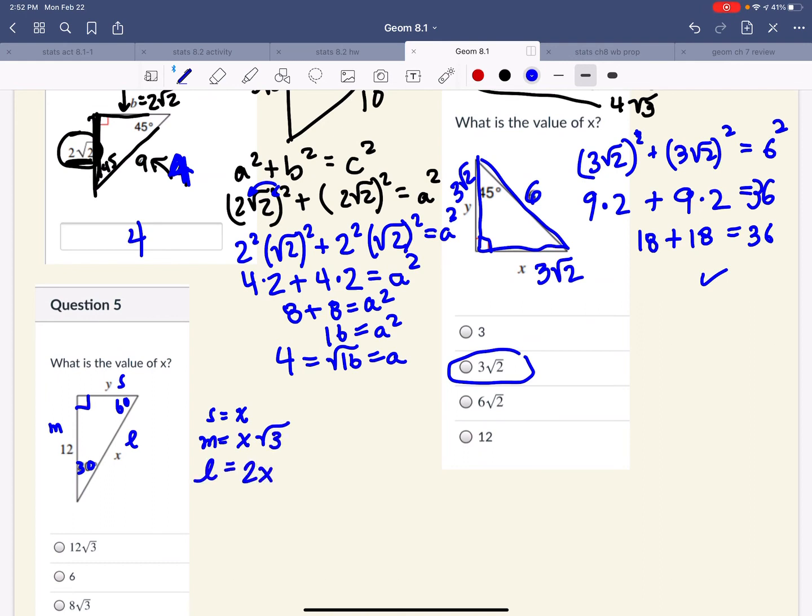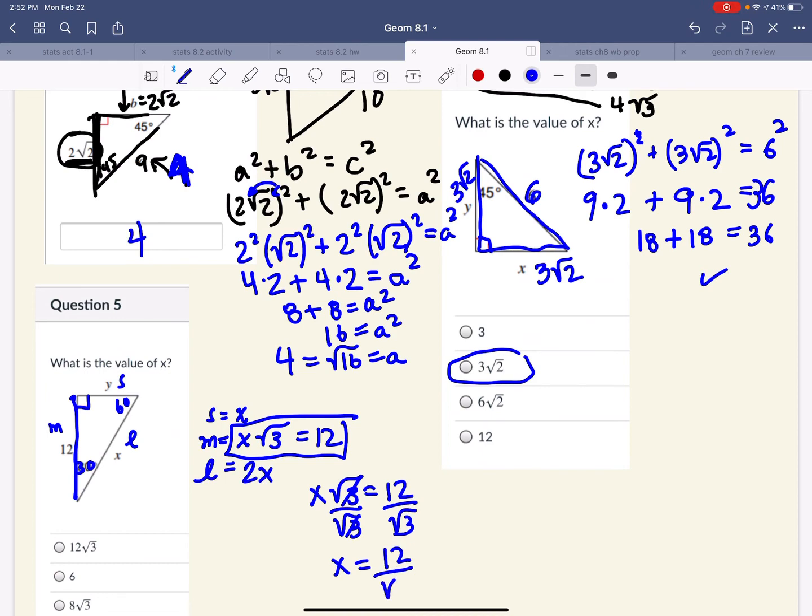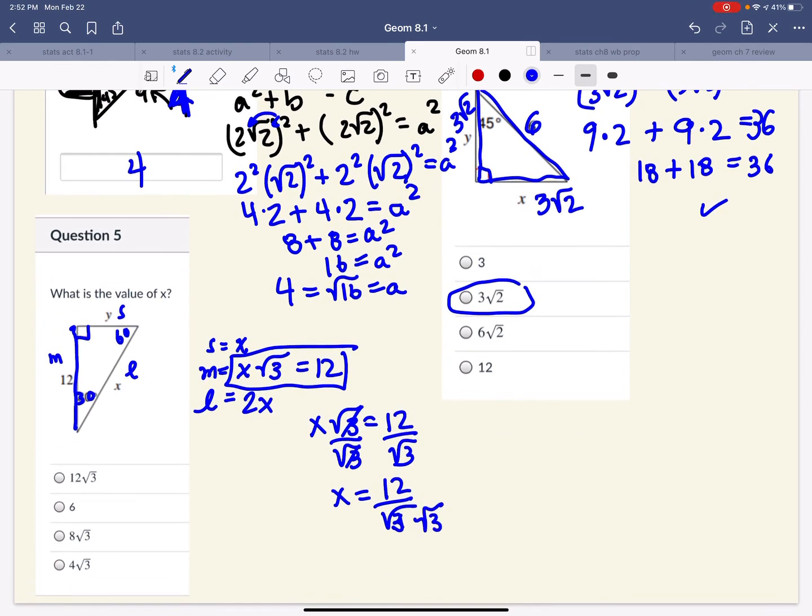Using that generic formula, we know that the medium side is 12. So we can use this to solve for x. Now the math gods get angry because we can't leave that square root of 3 on the denominator. So we have to rewrite it like that. And that was similar to what we had in our notes.